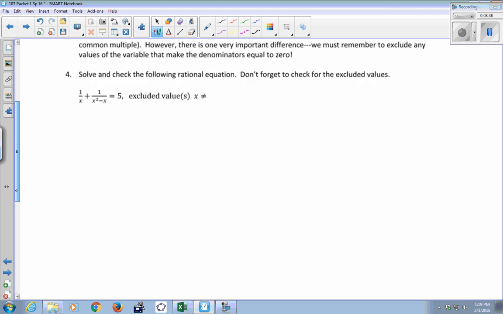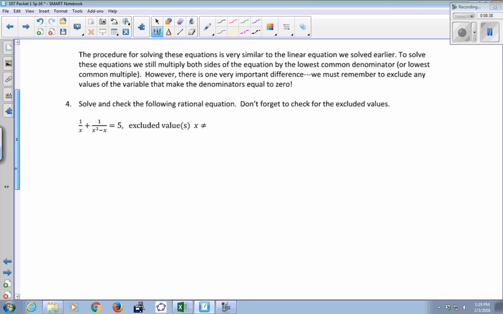So first thing we should do, one very important difference is that we have to remember to exclude any values of the variable that would make a denominator 0. Okay. So when I start with this equation, what values of x would make any denominator 0? 0 and 1 for sure, yep. I definitely can't put 0 in because 1 over 0 would be undefined. 0 squared minus 0 is 0. 1 squared minus 1 is 0. Are there any others?